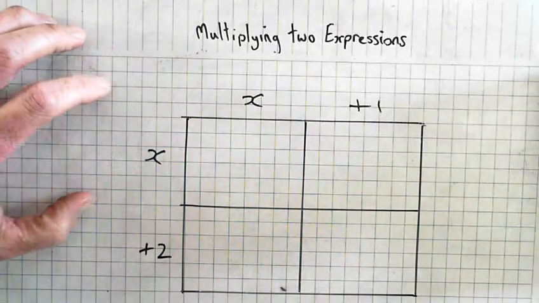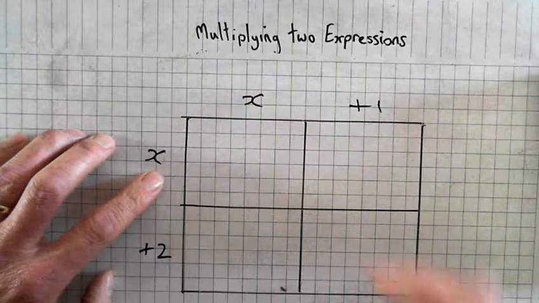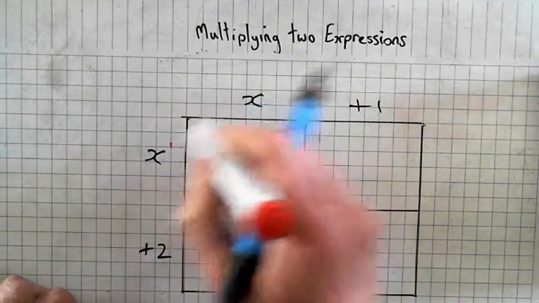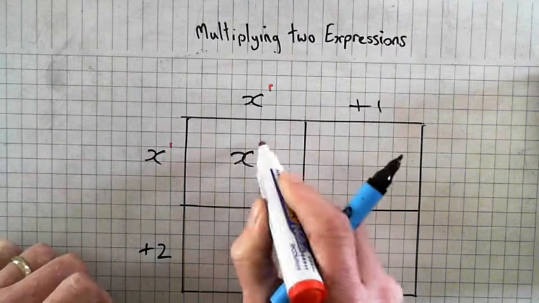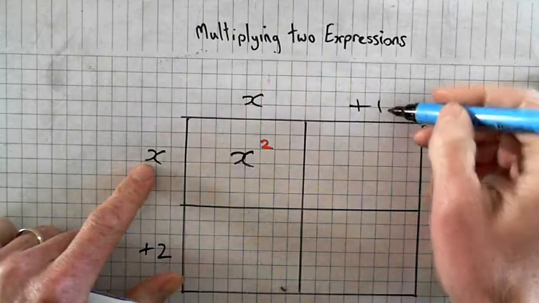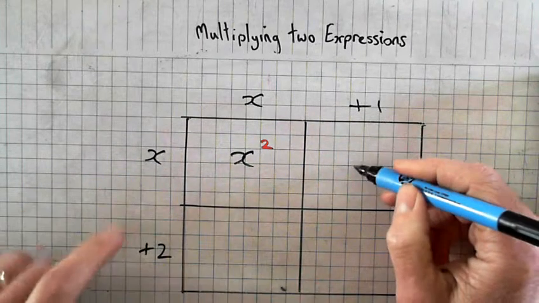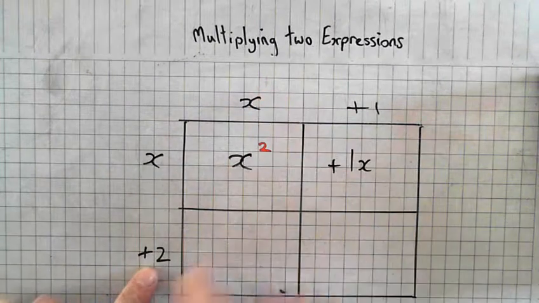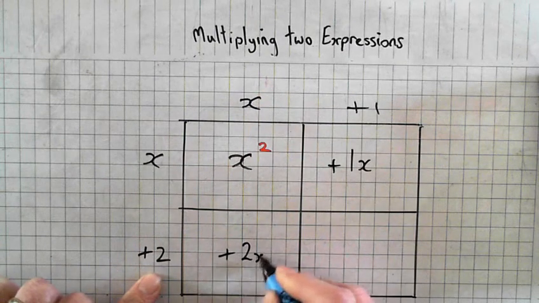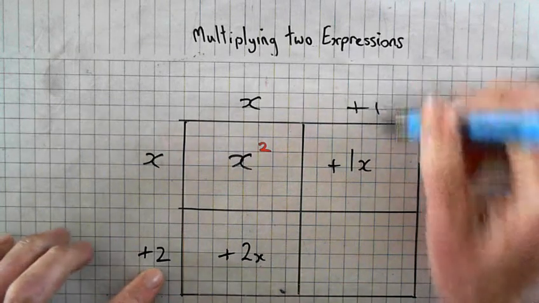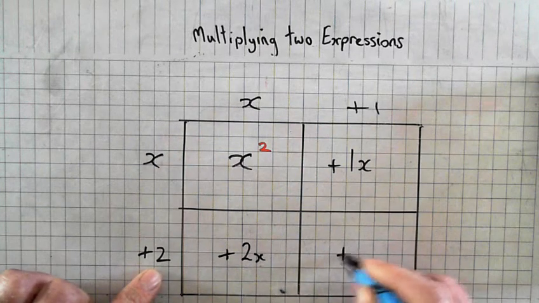This is question 1. So we go x times x. So write down the x and add the powers. Well, 1 and 1 is 2. There we go. X times 1 plus 1. 1 times x, 1x. X times plus 2, plus 2x. Always figure out the sign first. Plus 1 times plus 2, plus 2.